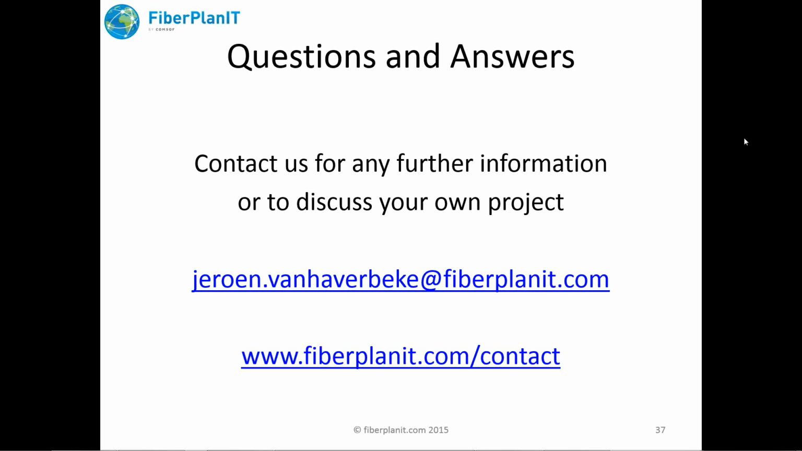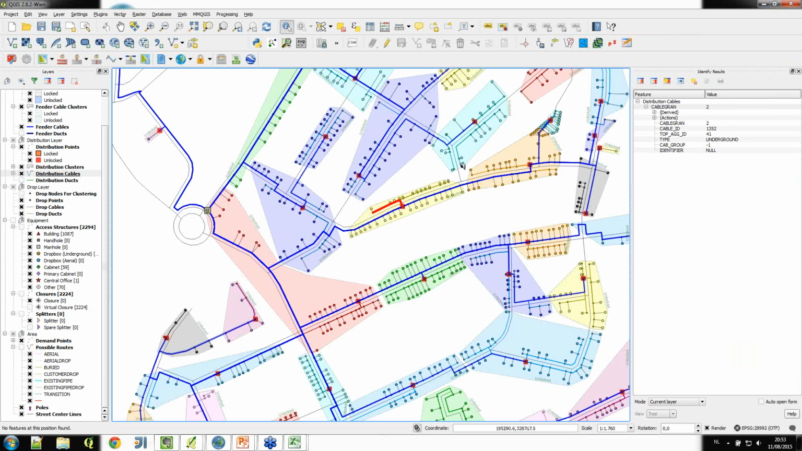So another question that I've had here that I'll also pass on to Jonas is, can you distinguish between different types of surface? For example, if you would cross a street that needs directional drilling, or if you have reconstruction costs that are quite high, such as expensive tiling or concrete surfaces. Yes, that is possible. Let me take back control and show you in FiberPlanIT how this is done.